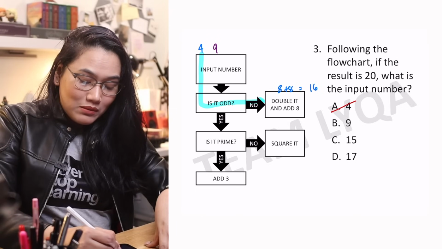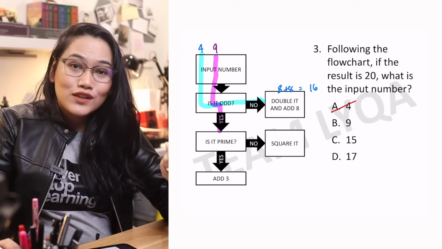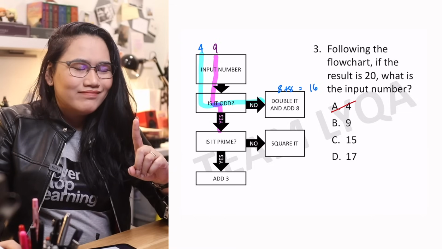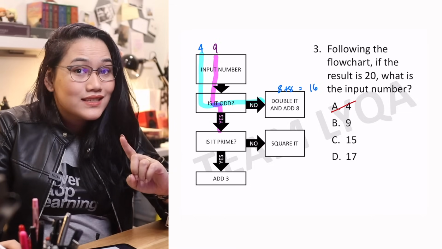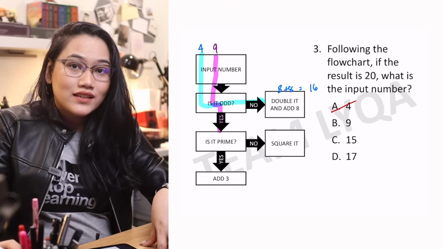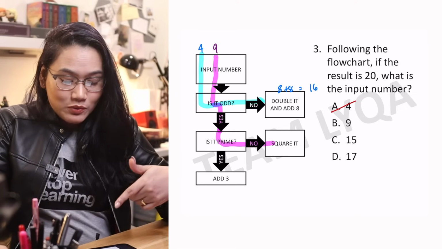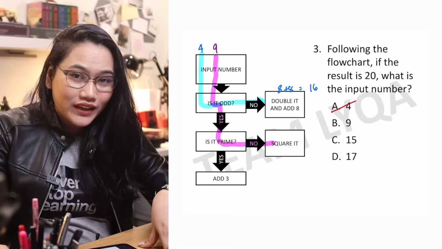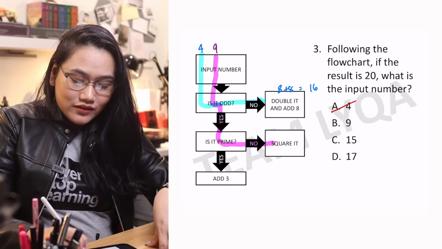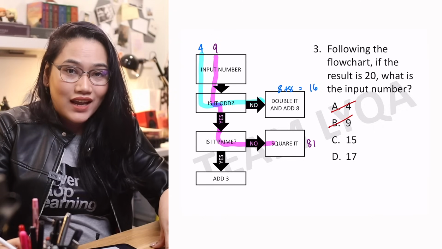Kung 9 ang input number, bababa tayo dito. Is it odd? The answer would be yes. Bakit? Kasi hindi siya divisible sa 2 without a remainder. Next question, is it prime? Now, ang 9, pwedeng i-divide sa 1 at sa 9 at sa 3. Kasi 9 divided by 3 is 3, walang remainder. Kaya ang sagot natin sa is it prime ay no. It will go right here. Which means we're going to follow the instruction, square it. 9 times 9 is actually going to give you 81. Hindi 20. So, ibig sabihin, hindi rin siya 9.